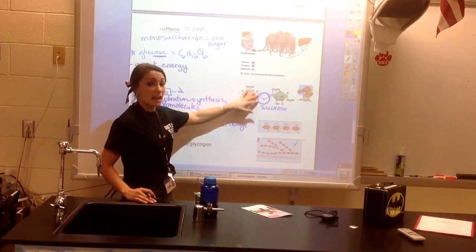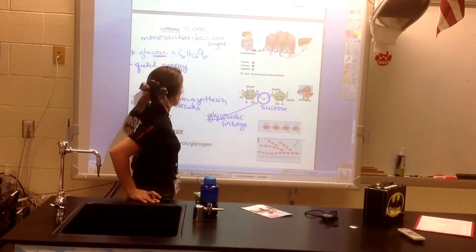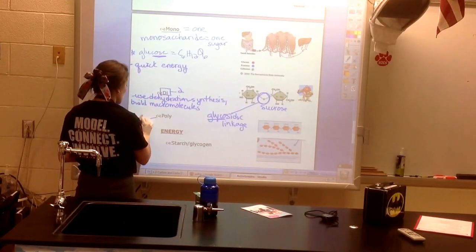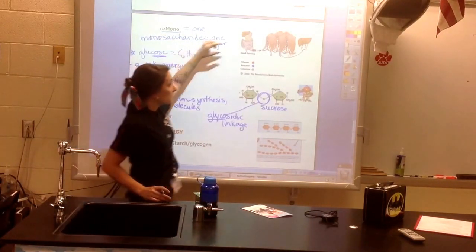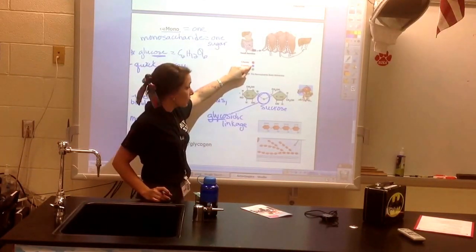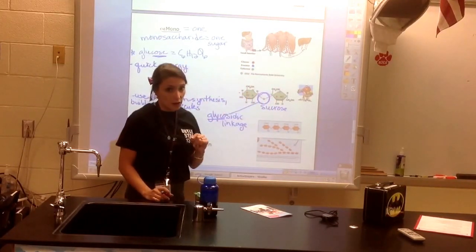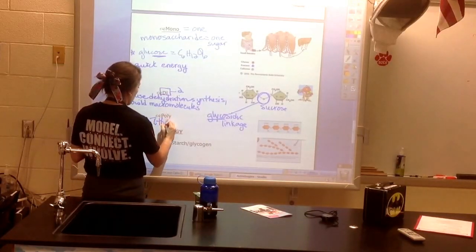Glycosidic linkage is the name of the bond that holds monosaccharides together to form either di- or poly-, which means many. So we can have a single carbohydrate, we can have a disaccharide, or we can have polysaccharides. And polysaccharides are sometimes even going to be in the thousands.